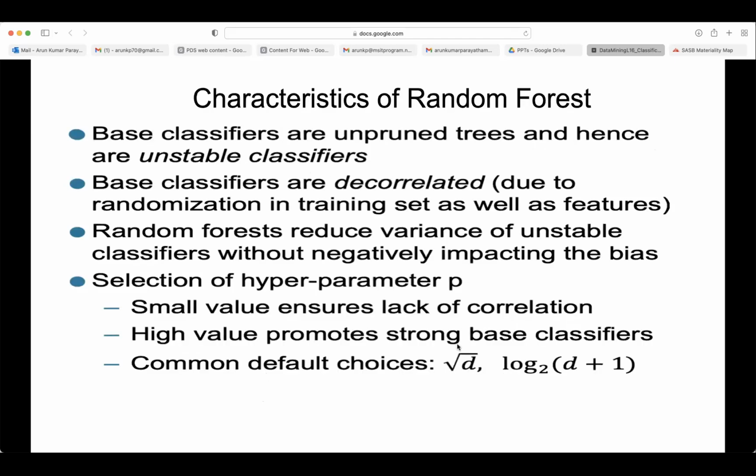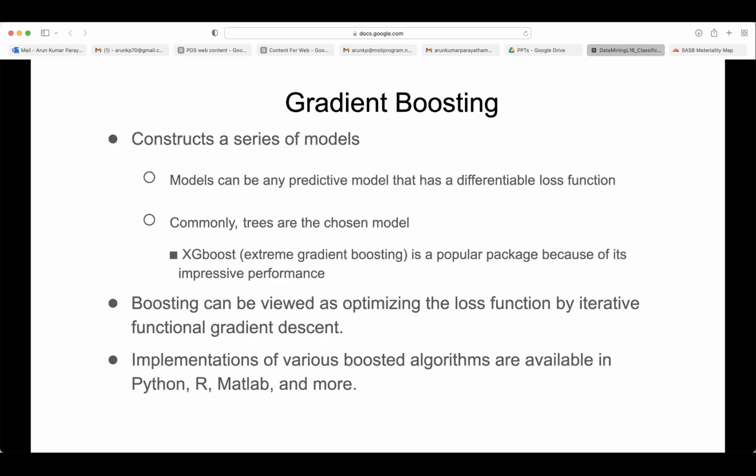Selecting P, some suggestions: if you have D features, take root D as P, or log of D plus 1 if you have a larger number of features in the data set.